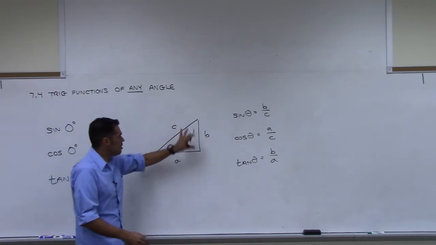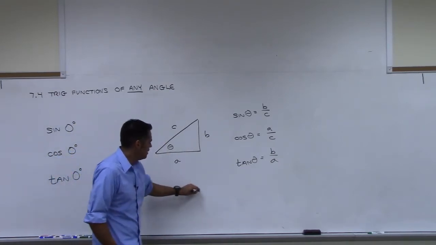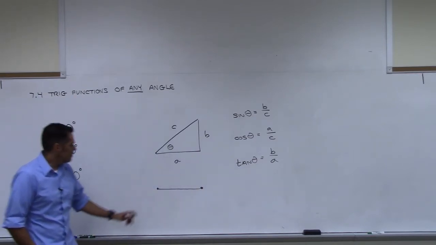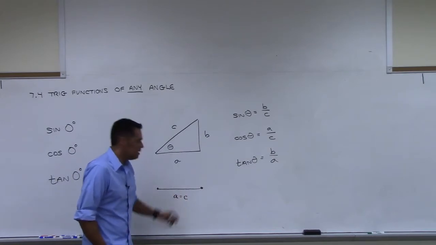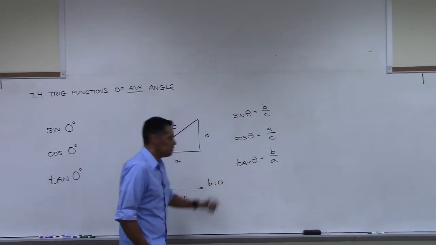So this is a general triangle. Let me draw the triangle with an angle of 0. It's going to look ridiculous, but that's what it would be. This length right here is A, but that's also C. And B over here is 0. Does that make sense to you?